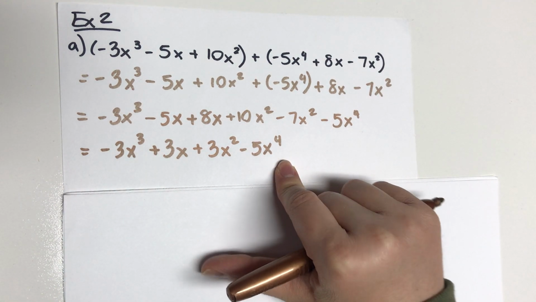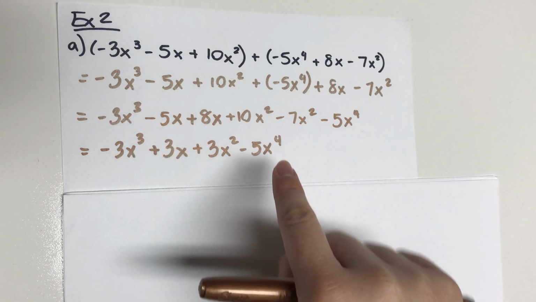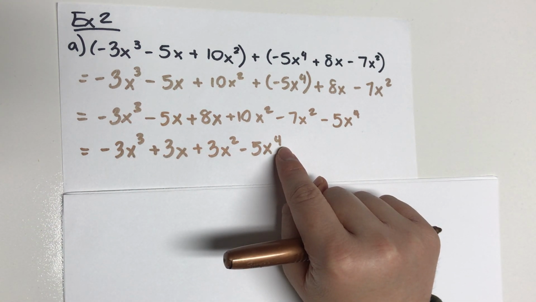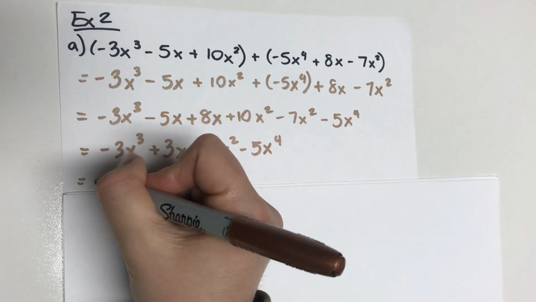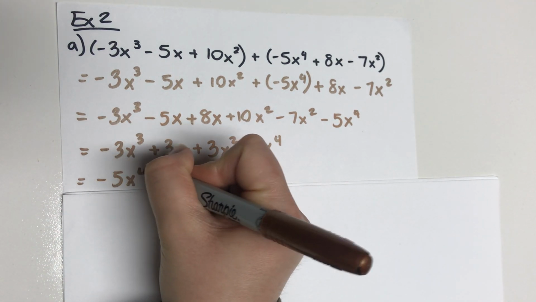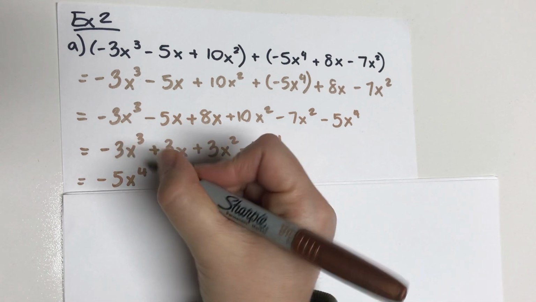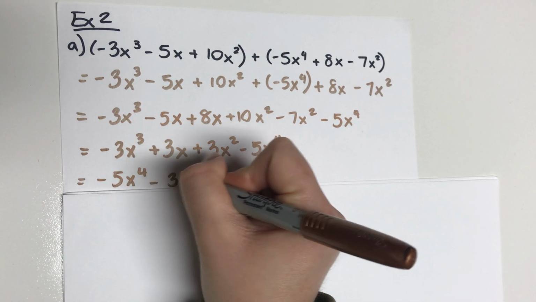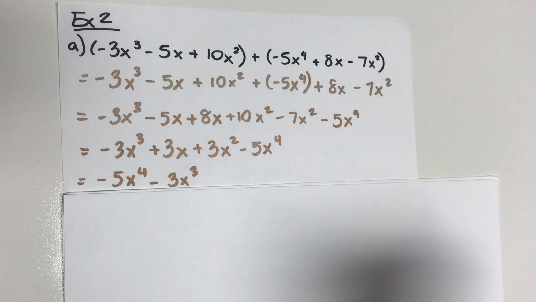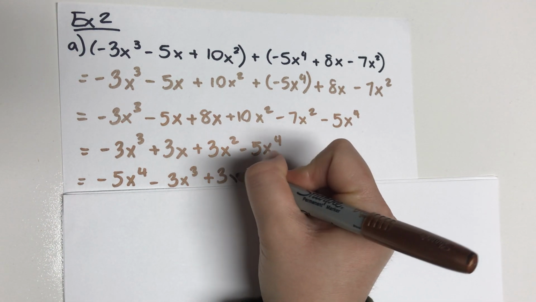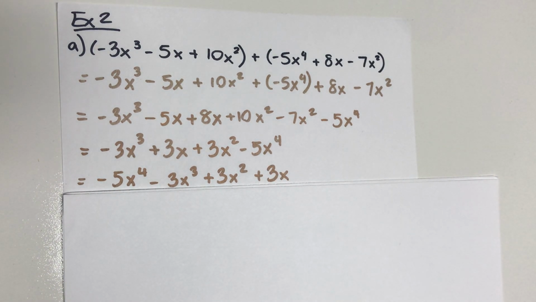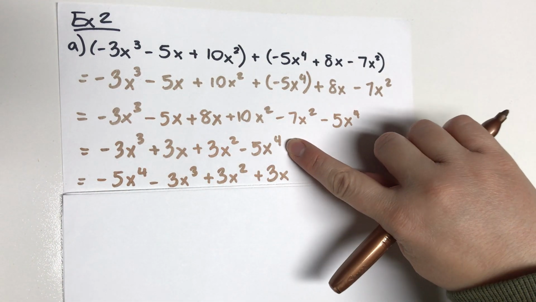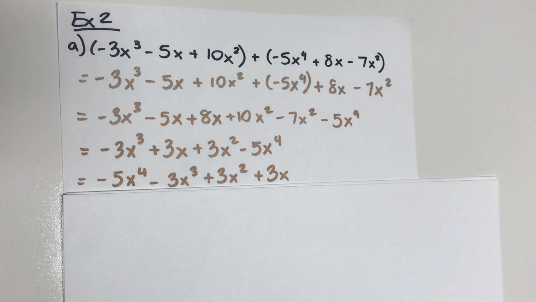Typically what we do is we like to put them in order so that the highest exponent goes first and then the rest come in descending order. So here, the greatest exponent is 4 over here, so I would write that first. And then next would be the negative 3x to the power of 3, and then it would be plus 3x squared plus 3x. And that would be my final answer. But as I said, if you have it like this, that's okay for now. It's just a good habit to have for later.